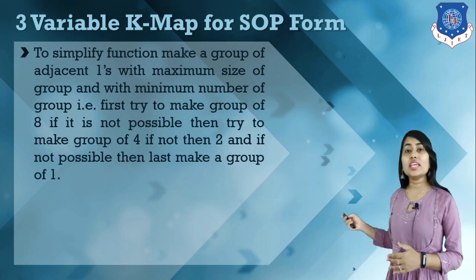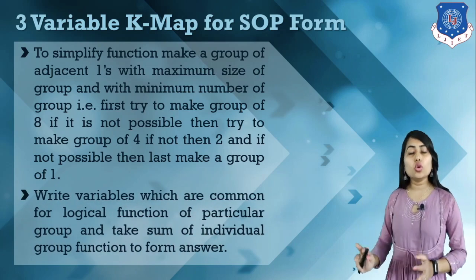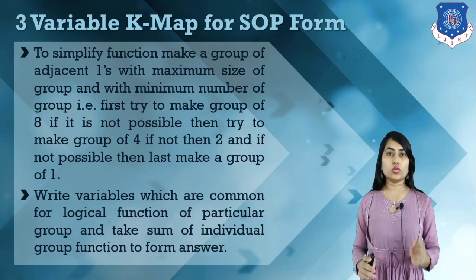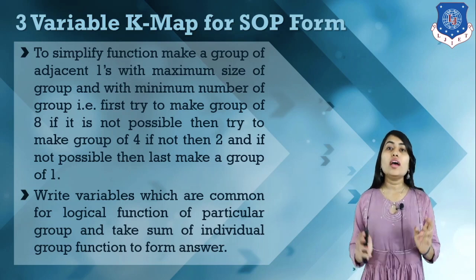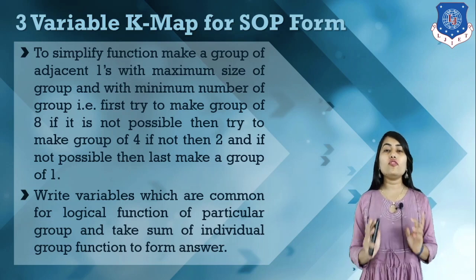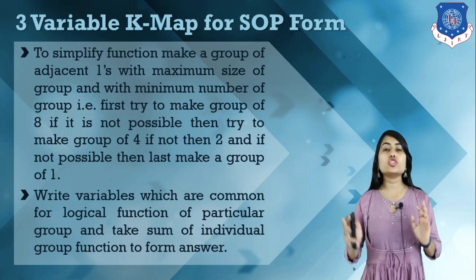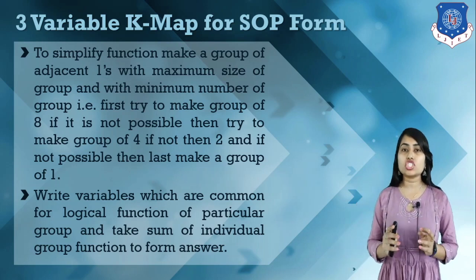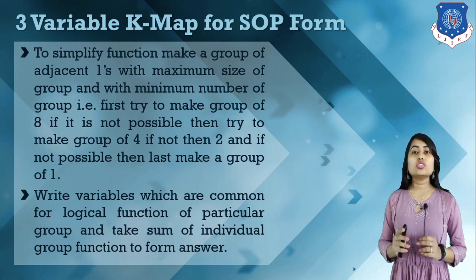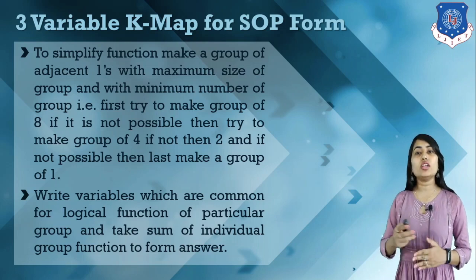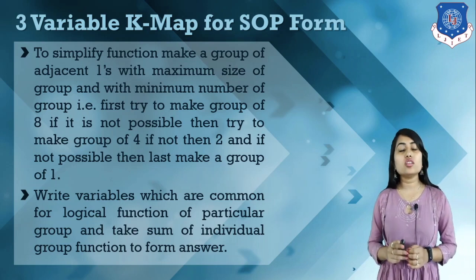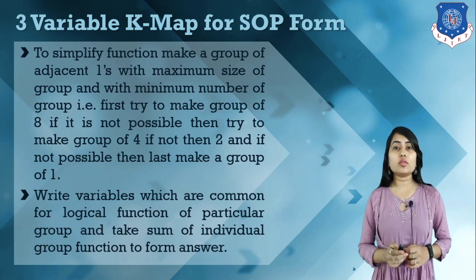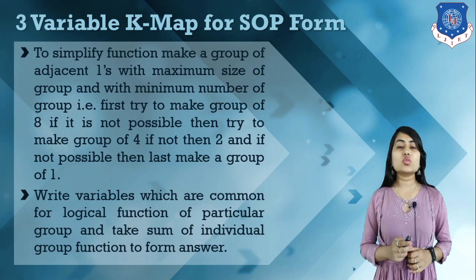Now after making the groups, write the group function of each individual group. Write the logical function for each individual group and then take the OR of all the individual group functions. So we have our simplified logical function output. This is how we can simplify logical functions for 3 variables. Let's discuss this with one example.